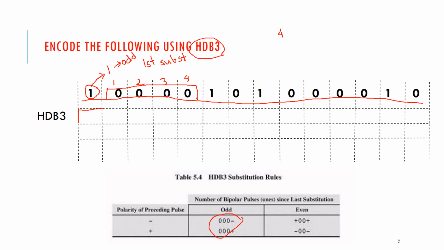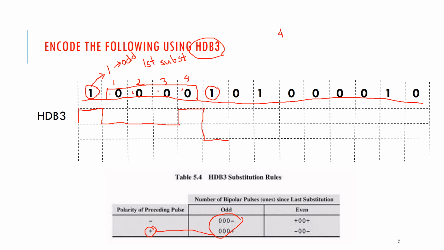So before I encode these 4 consecutive zeros, the one preceding this block was on the positive, right? That's what I drew. So if it was on the positive, I'm going to use 0, 0, 0 positive. The first 0 is going to be on the 0, the second 0 is going to be on the 0, the third 0 is going to be on the 0, then my fourth 0 is going to be on the positive, and that ends my first substitution. Then I have a 1, and this one is going to go on the negative, because by the time the substitution ended, the pulse was on the positive.